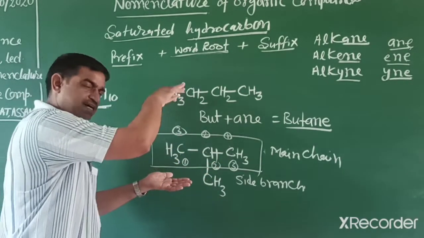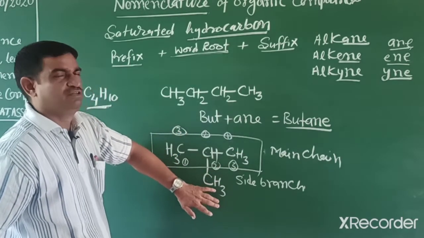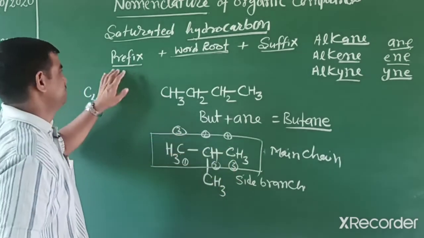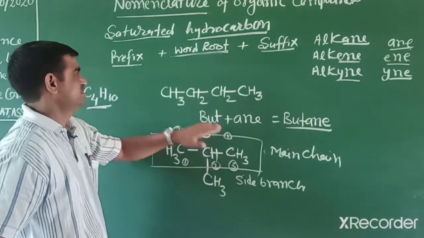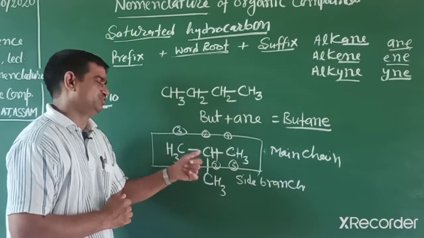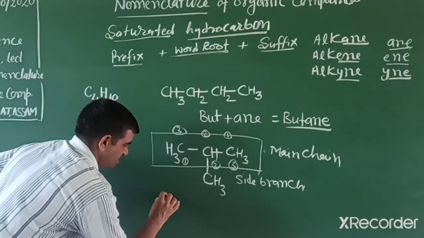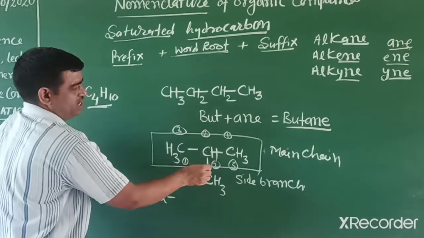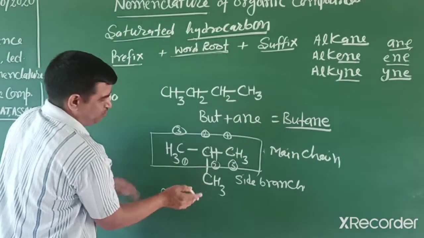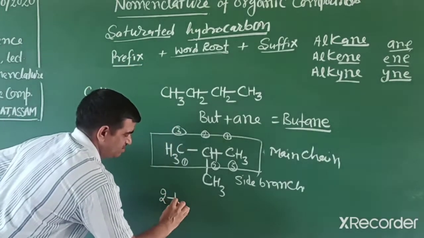This one is a substituent, meaning a side branch. The substituent has only one carbon. So students, we have to write this as a prefix. At first we write its position, the substituent position. So its name begins with position 2, because it's attached at the second carbon. Then the substituent has only one carbon, and the word root for one carbon is meth.